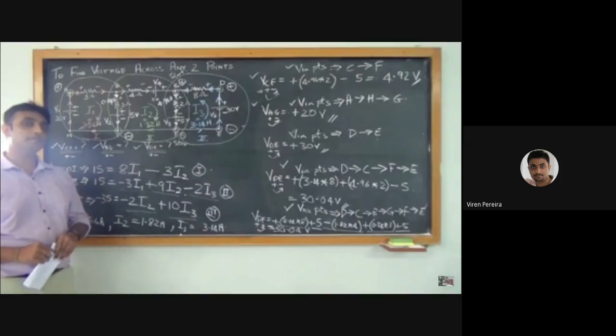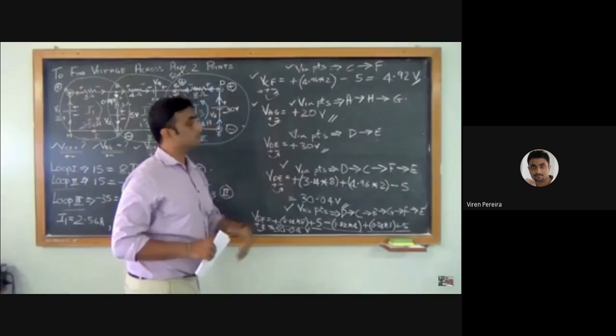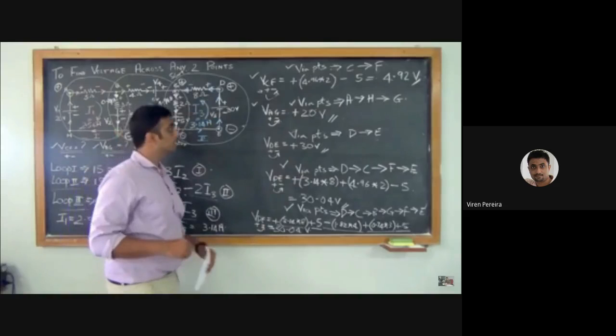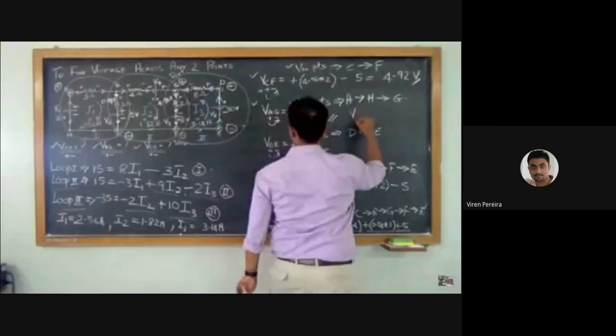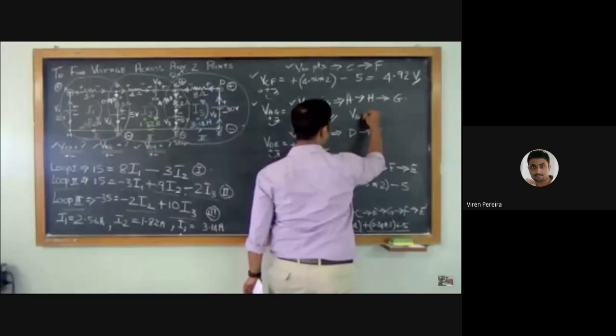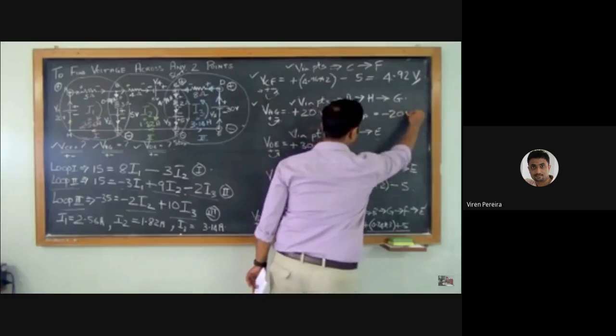Now one more thing you have to remember is, if your VAG is equal to 20 volts, then my VGA will be equal to minus 20.